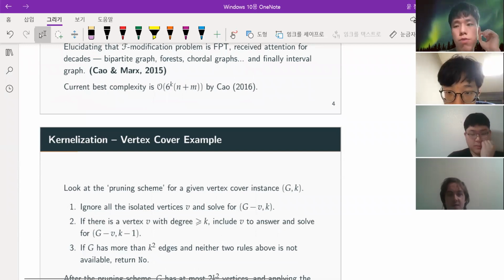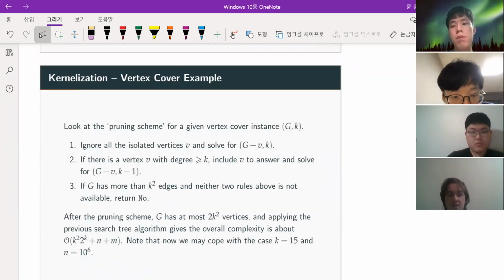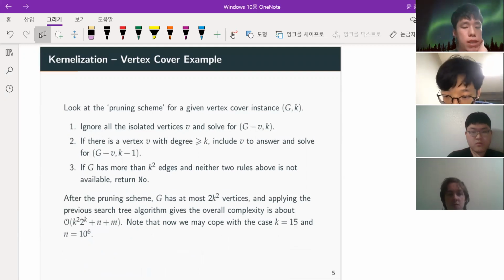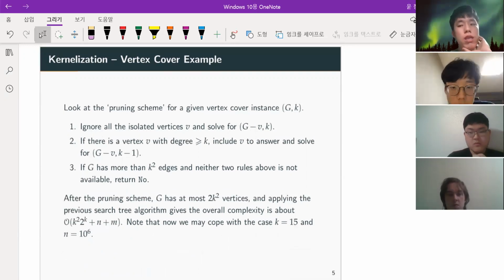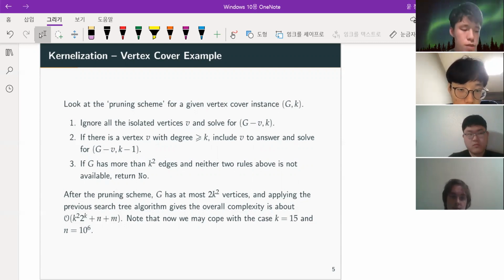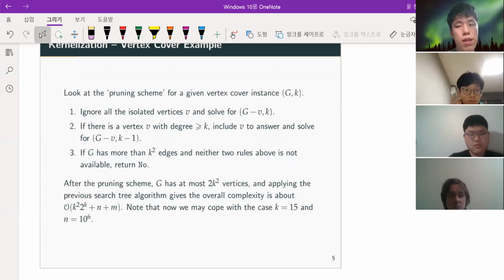And we're going to talk about another technique, kernelization, which is the main dish of our lecture today. So take a look at the pruning scheme for a given vertex cover instance G and k. At least, these pruning schemes can be viewed as just a naive cutting technique, but after applying all these 3 schemes exhaustively, we can note that G has at most 2k squared vertices.